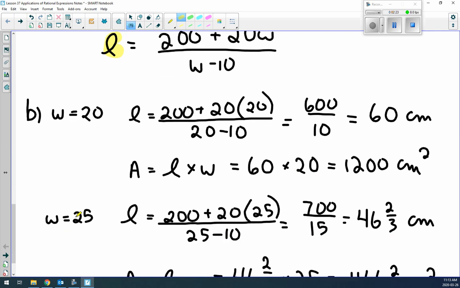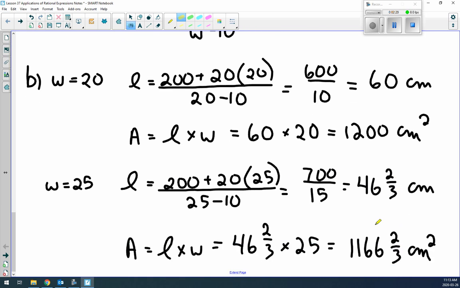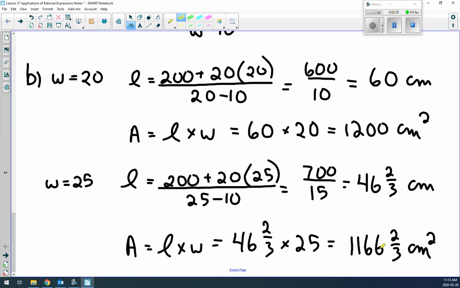What if the width was 25? Plug in 25, we do the math, and we end up with 46 and 2/3. Now, leave it in fractional form. Don't put it as 46.6 repeating. Fractional form is always something we can reproduce, so that's why we like it that way. Multiply by 25, and we end up with 1,166 and 2/3 square centimeters. So that one is just creating a formula, then rearranging it so it equals L, and then plugging in the necessary things.